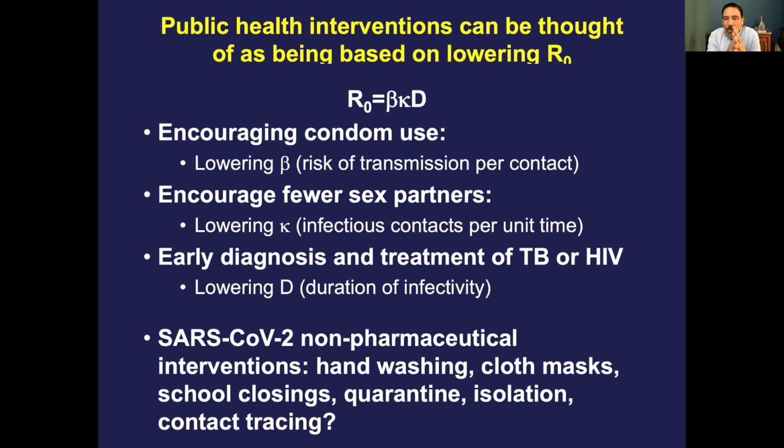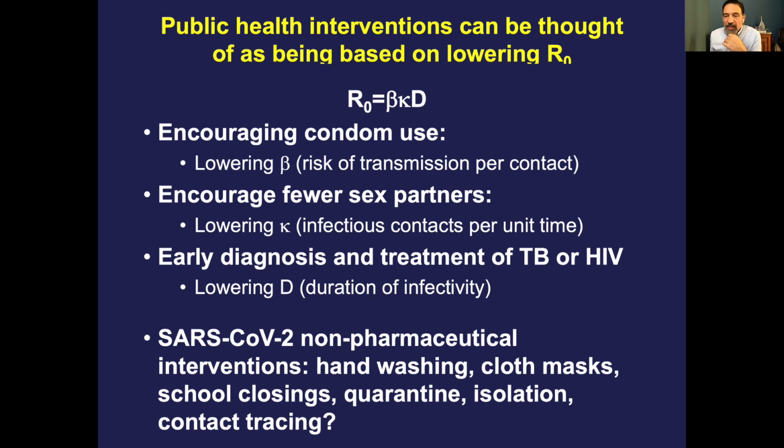And lastly, I want to bring up an important point, which is that when you have a strategy to prevent or control or eliminate an infectious disease, you can have a bigger impact if you can focus on more than one component of R naught. And why? Because the effect on the net reproductive rate in that situation is really multiplicative or synergistic.